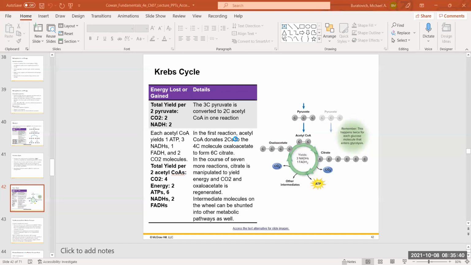The only cells in your body that don't have an absolute requirement for oxygen are cells that don't have mitochondria, like red blood cells. Red blood cells depend very heavily on glycolysis.